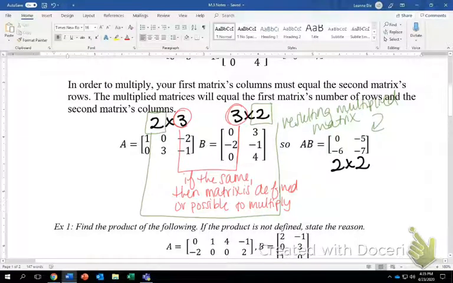So when you're doing your homework, the first thing you have to do is figure out whether it is possible, I should say, is this matrix defined or undefined? And then if it is defined, what is the resulting matrix? And then once you're done with that, you can go into the calculator and you can get your answer.